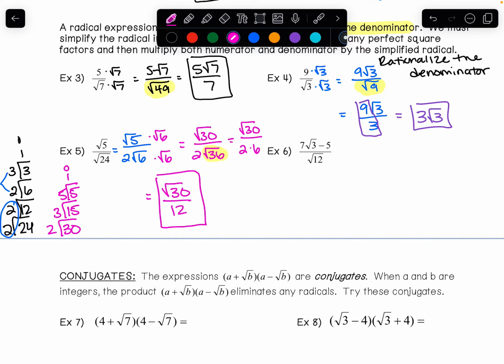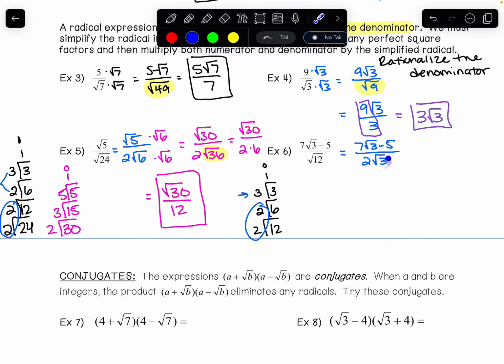On example 6, let me try and simplify the square root of 12 to start. So 2 goes into 12 6 times, 2 goes into 6 3 times, and 3 goes into itself once. So I have a pair of 2's that can leave the square root symbol, and then 3 is staying inside the square root symbol. I want to rationalize this denominator, so I need to multiply by the square root of 3 in both my numerator and my denominator.